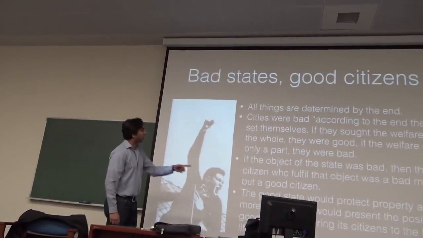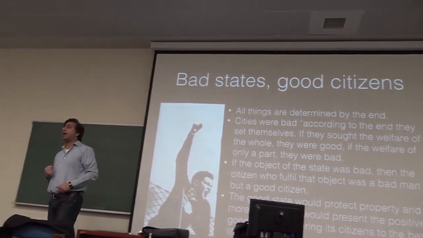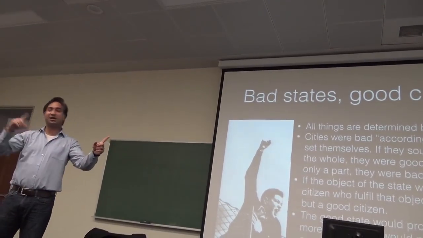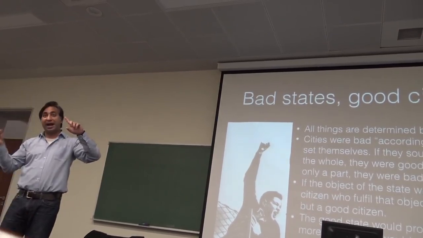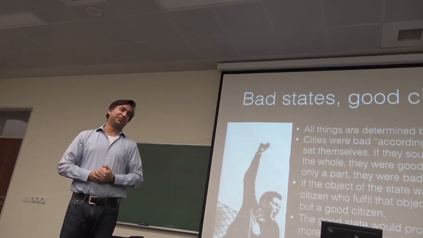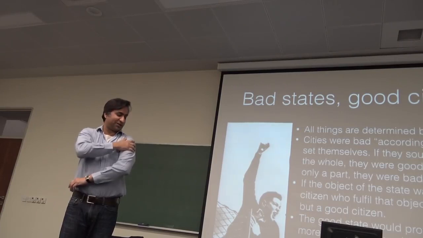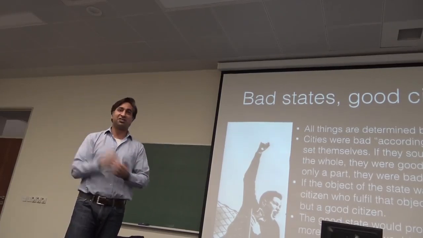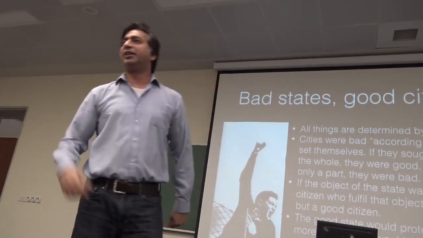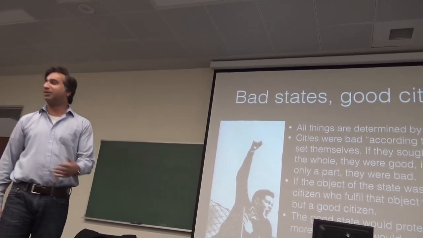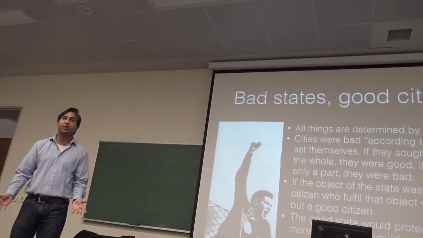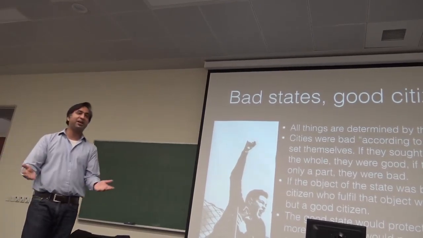If the object of the state was bad, then the citizen who fulfills that object was a bad man, but a good citizen. That's an interesting idea. Yeah. You could be a bad person and a good citizen, or a bad citizen and a good person. So if you lived in Nazi Germany and you were being a good righteous citizen and said, these bloody Jews, I'm going to put a Star of David on their houses and I'm going to discriminate against them. When I'm walking in the bazaar and I see a Jew, I'll turn the corner and avoid him, and so on. Later on, of course, I'll send them to the gas chamber, kill about 1 million, 2 million, 6 million of them, and so on. So you were obeying the law. During the Nuremberg trials, that's what all the Nazi fascists said.